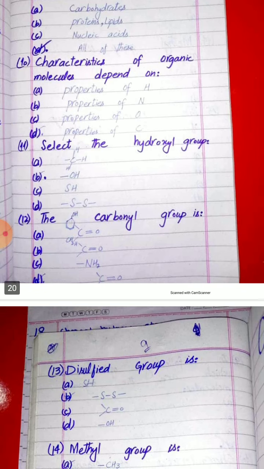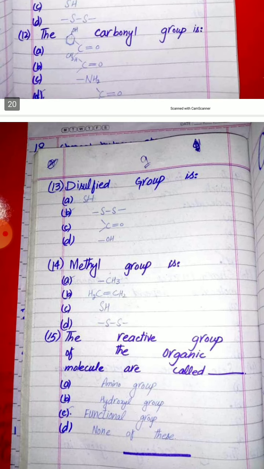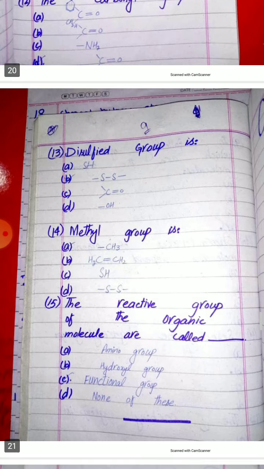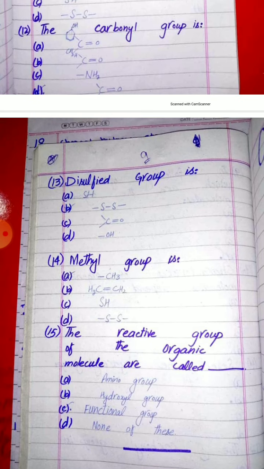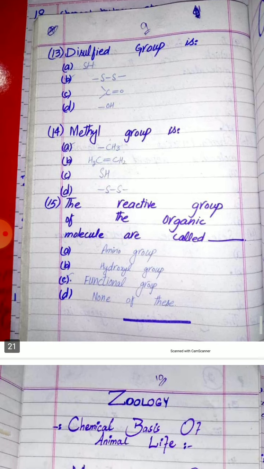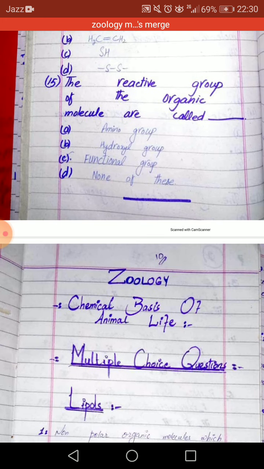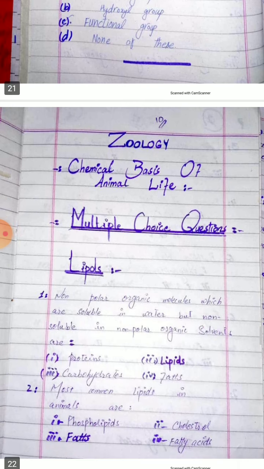Which of the following options are the organic molecules? Carbohydrates, proteins, lipids, nucleic acids are all organic. Characteristics of organic molecules depend on the proportion of carbon. Select the hydroxyl group: OH. The carbonyl group is C double bond O. A disulfide group is where two sulfurs are bonded. The methyl group is the reactive group. The reactive groups of organic molecules are called functional groups.